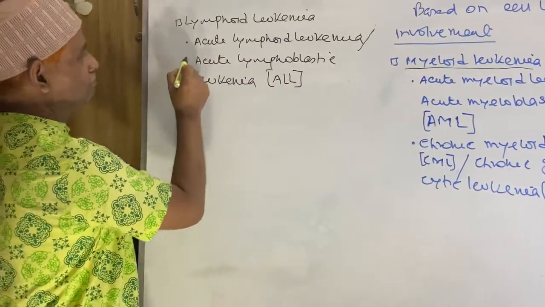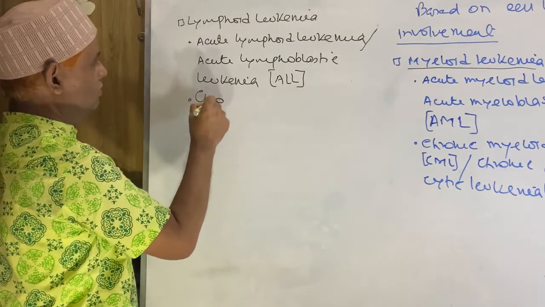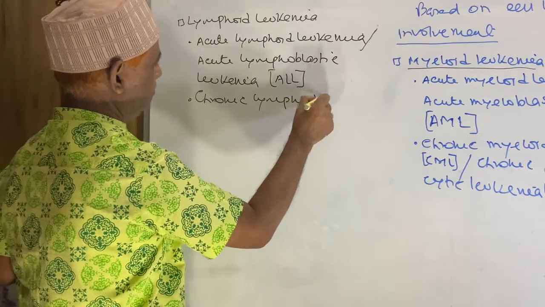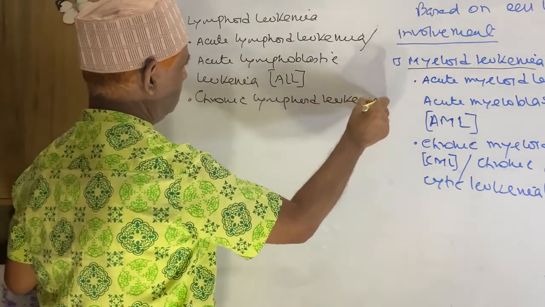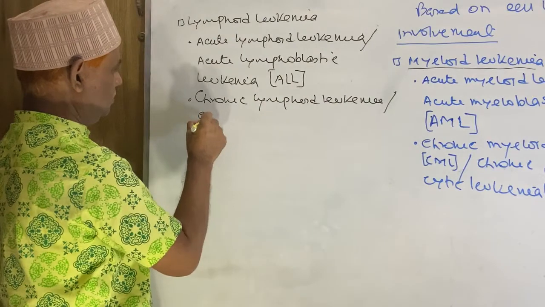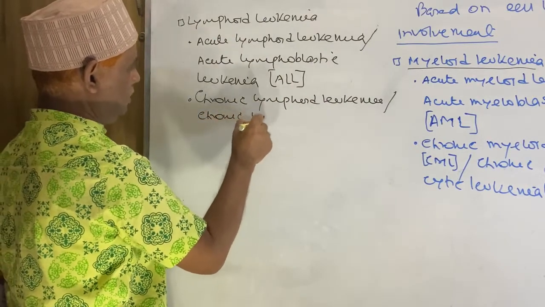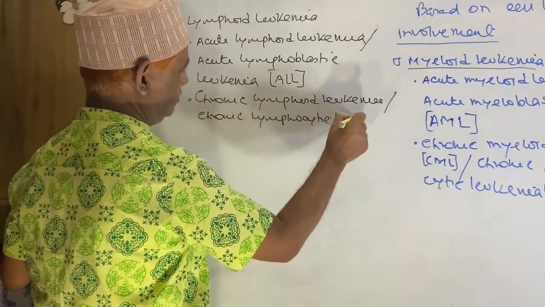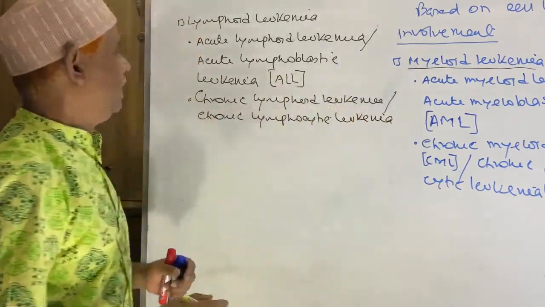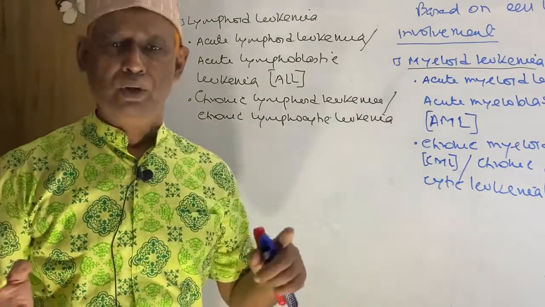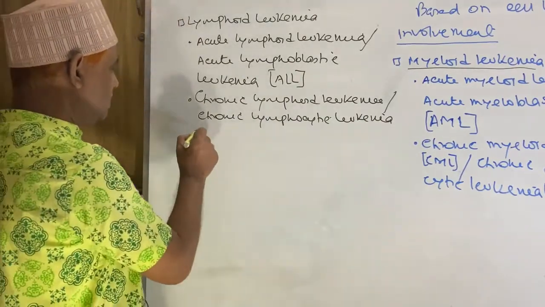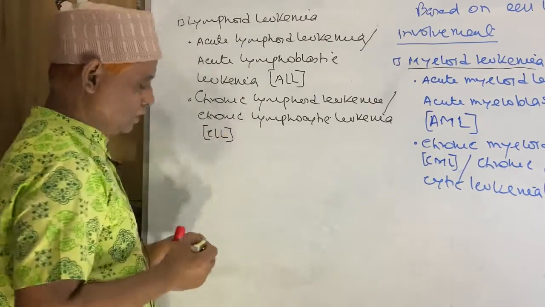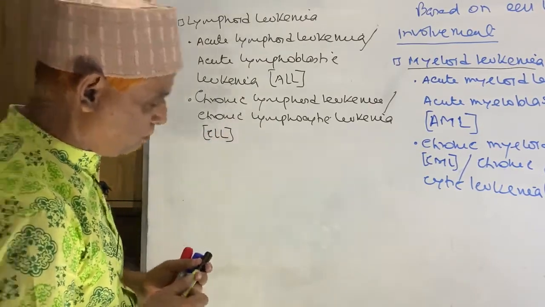Another is chronic lymphoid leukemia or chronic lymphocytic leukemia. So another is chronic lymphoid leukemia or chronic lymphocytic leukemia. It is abbreviated as CLL. So these are the classification on the basis of cell lineage involvement.